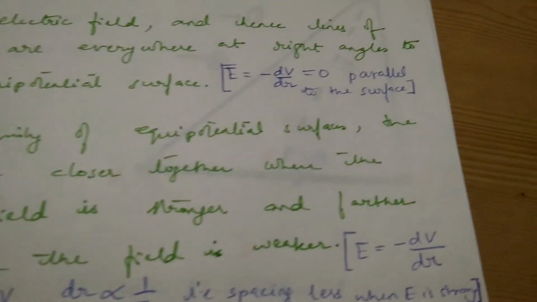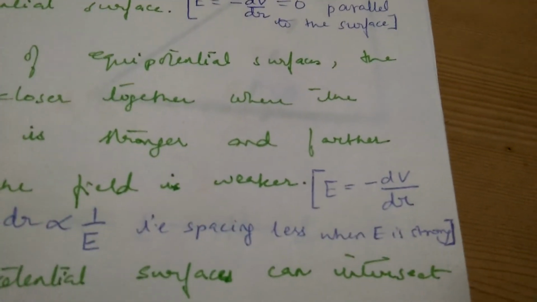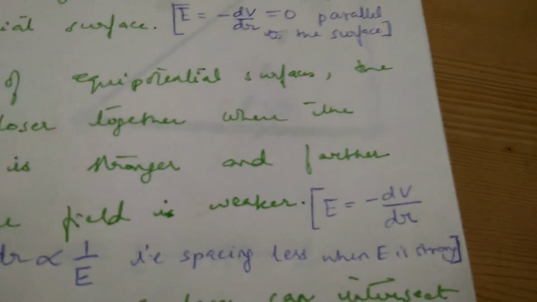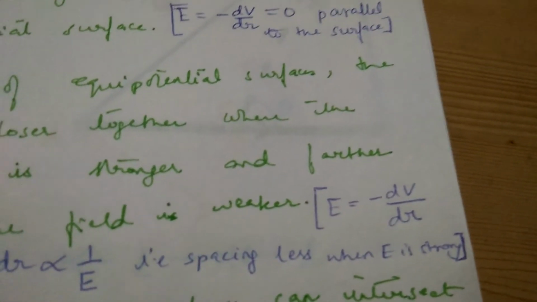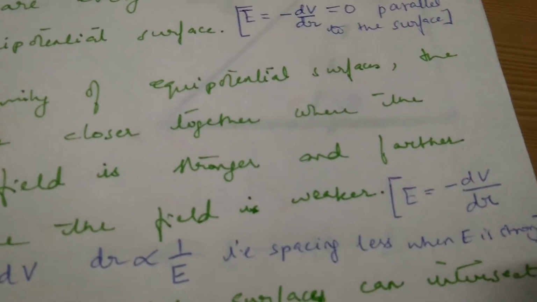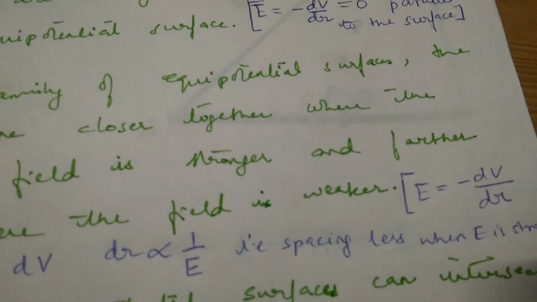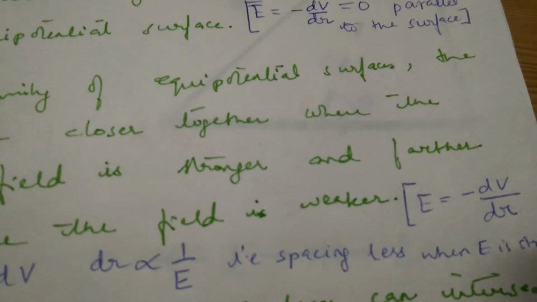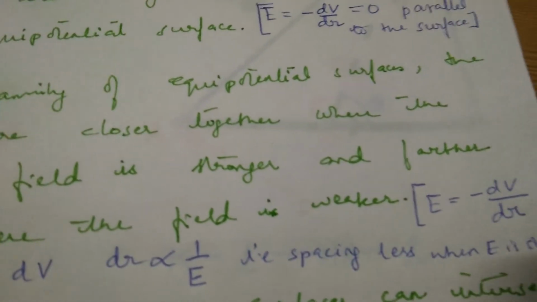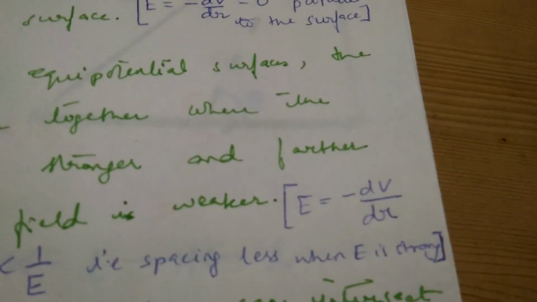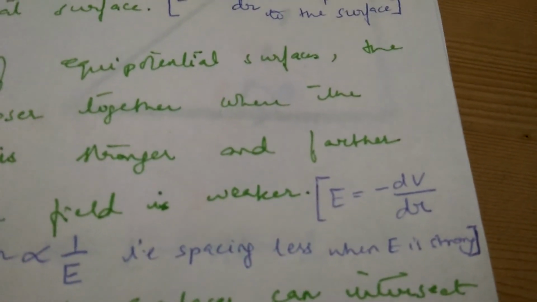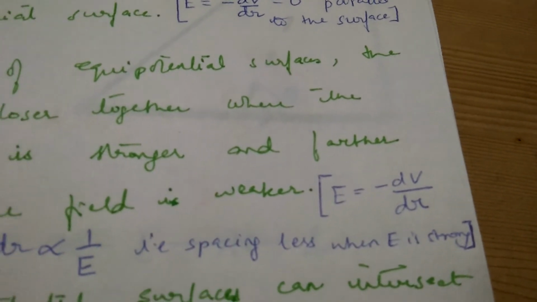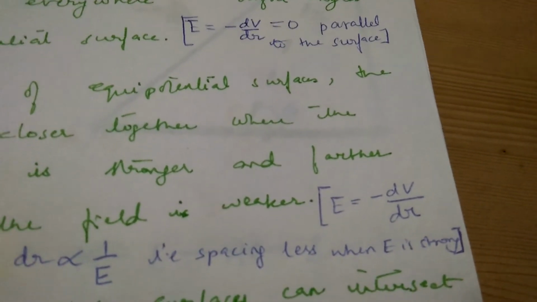But mathematically also we can check what is the meaning. So again we go back to this relation, E is equal to minus dV by dr. If dV is same, if my change of potential is same, then what does it mean? dr is proportional to 1 by E. Means more the E, less the dr. Less the E, more the dr. Inverse relation. That means dr is what? The distance between the surfaces. Space between the surfaces. So spacing is less when E is strong.